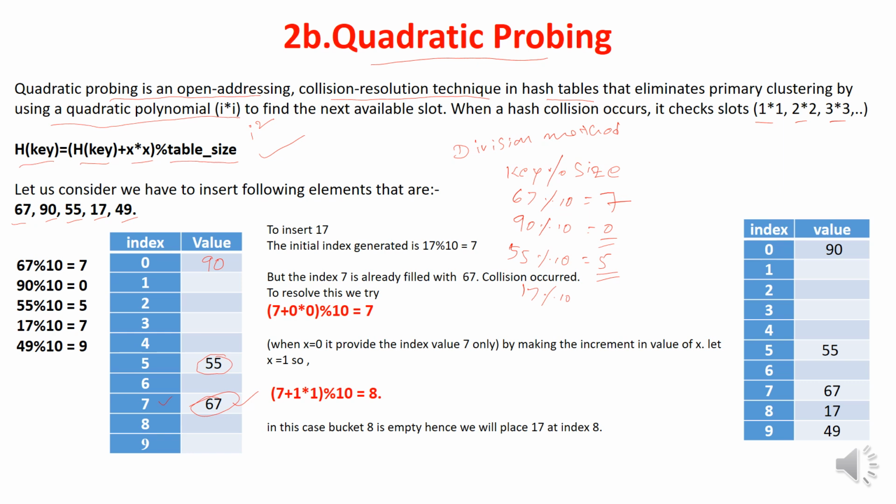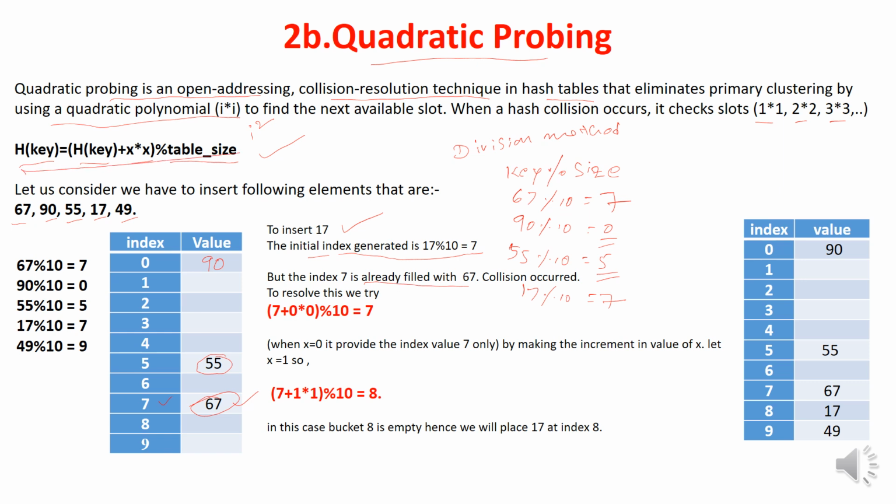Then 17. To store 17, again we use the division method. 17 percentage 10, you will get 7. But 7 is already filled with 67. So it is not possible to store in location 7. To insert 17, the initial index generated is 7, but 7 is already filled with 67. So collision occurred.